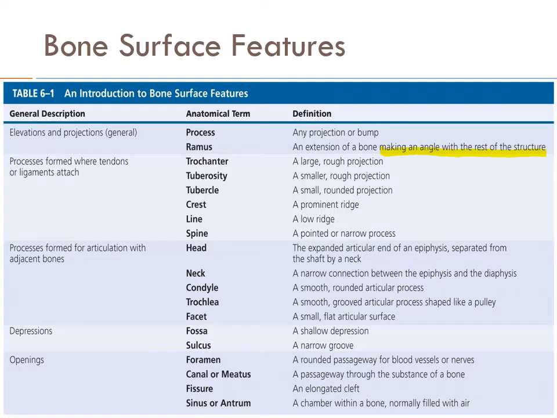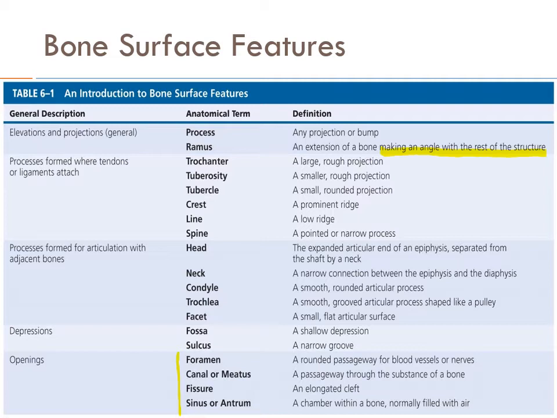And then last we have openings. Openings in a bone are passageways. A foramen is a passageway for a blood vessel or a nerve. A canal or a meatus is a passageway through a bone that does not contain a blood vessel or a nerve. So a foramen has blood vessels and nerves. A canal or a meatus is just an open passageway through the bone.